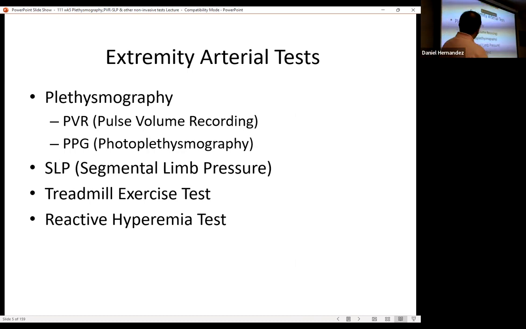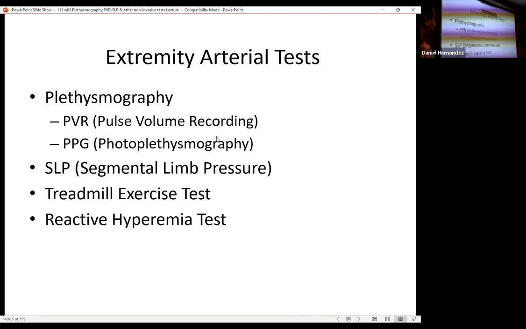We also have something called photoplethysmography. Those are those little light sensors, those infrared sensors that we attach to the patient's digits, to their toes, their fingers. Photoplethysmography is not considered a true plethysmography because it doesn't really measure the volume changes. It falls under that umbrella, but it's not considered true plethysmography. This is PPG.